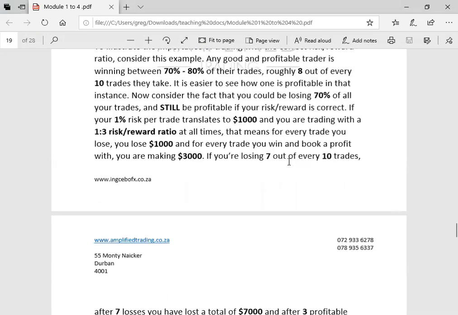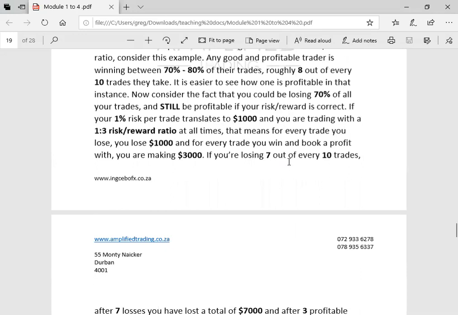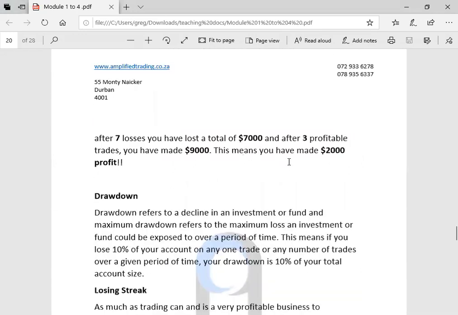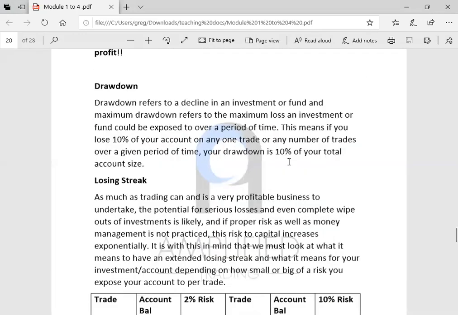Okay, so I just spoke about this already. Now, drawdown. Drawdown just refers to a decline in an investment, or let's say the trading account. So if you have a $1,000 trading account and you lose $100, that means your account, peak to valley, from high to low, has a drawdown of 10%.